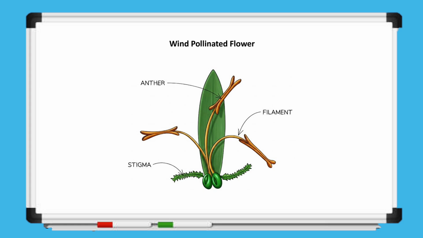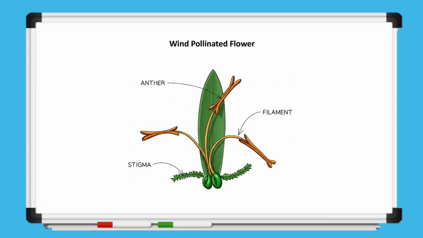The stigmas are large and feathery, which helps them trap airborne pollen efficiently. The anthers, supported by long, flexible filaments, hang outside the flower and sway in the wind to release pollen. These lightweight pollen grains are easily carried by air currents, and the exposed, hanging anthers maximize dispersal for successful fertilization. So, we can conclude that the wind-pollinated flower is adapted to use the wind for pollination.